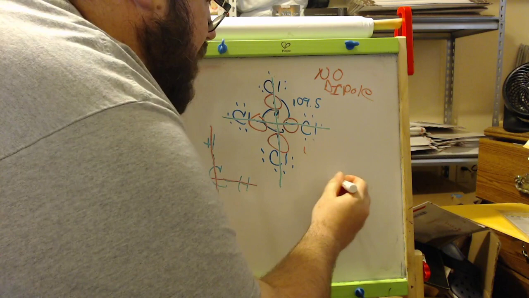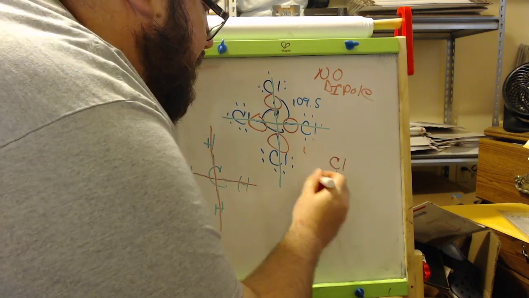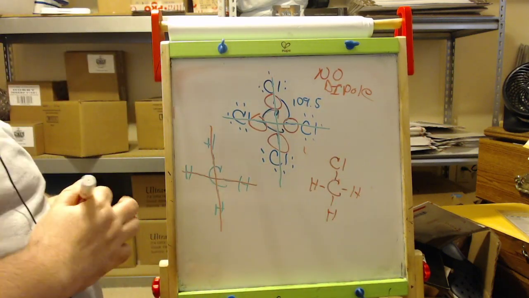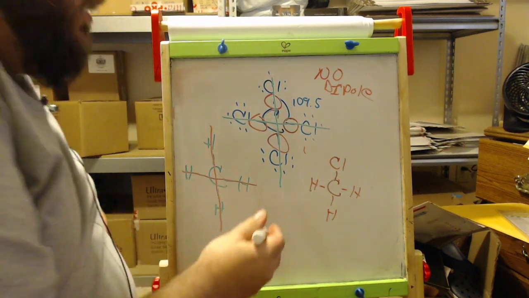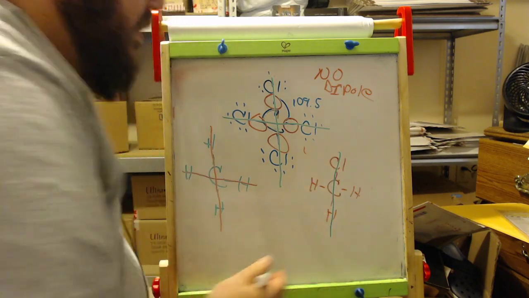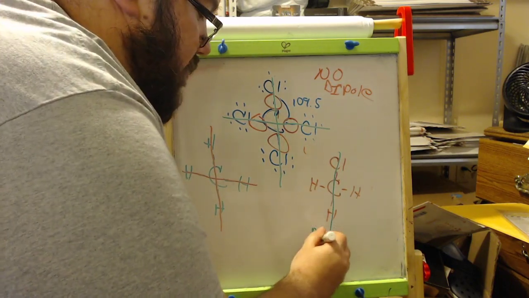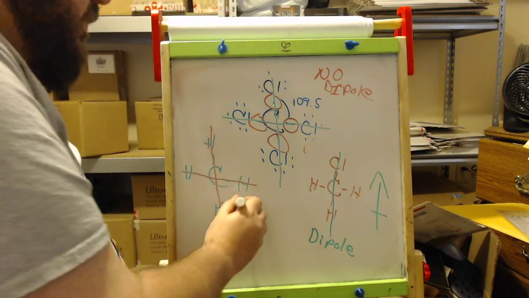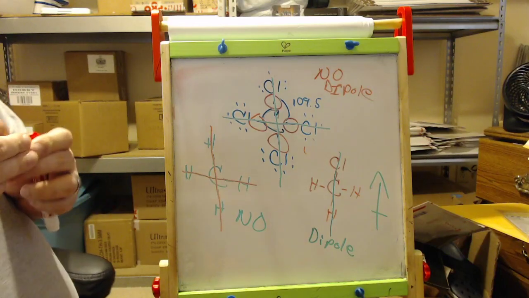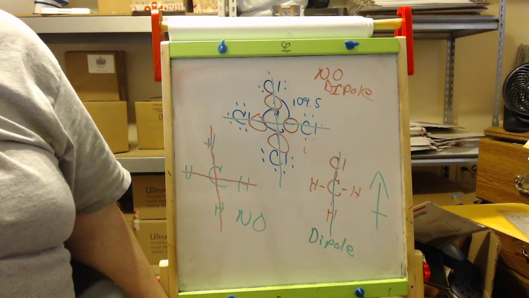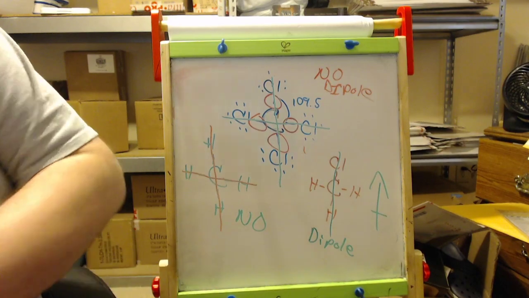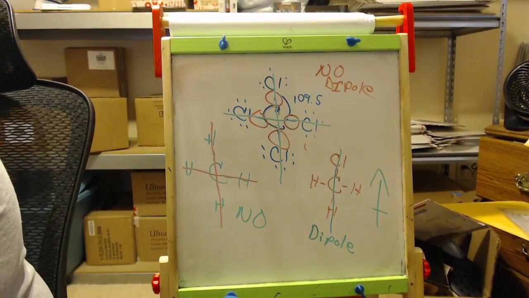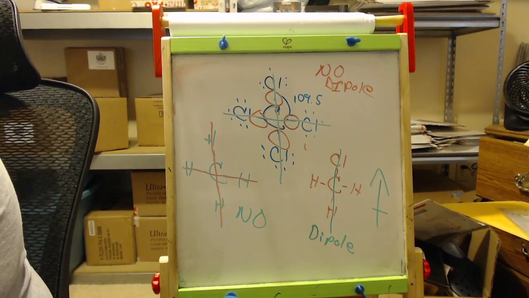However, if I change that and put it as this, now I only have 1 line of symmetry right here. This does have a dipole moment, and it's going towards the chlorine. This one has no dipole moment. If I have 0 or 1 line of symmetry in my molecule when I draw it, then I'll have a dipole moment. If there are 2 or more lines of symmetry, I don't have a dipole moment.